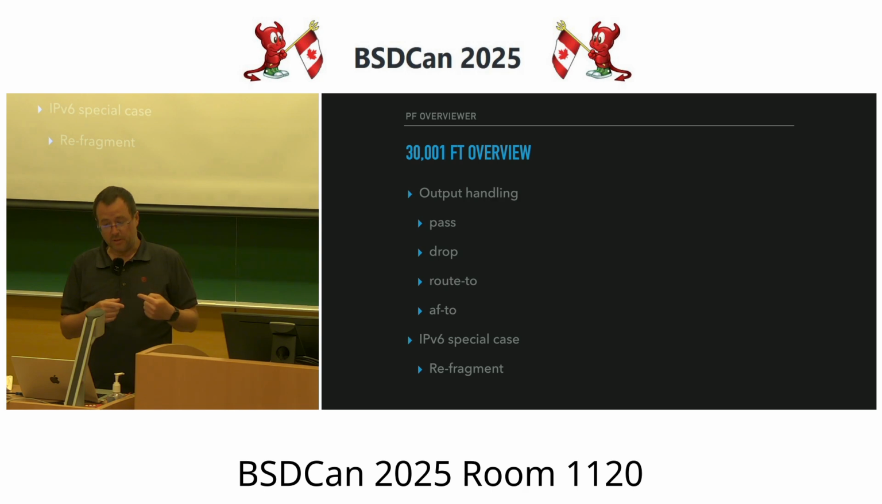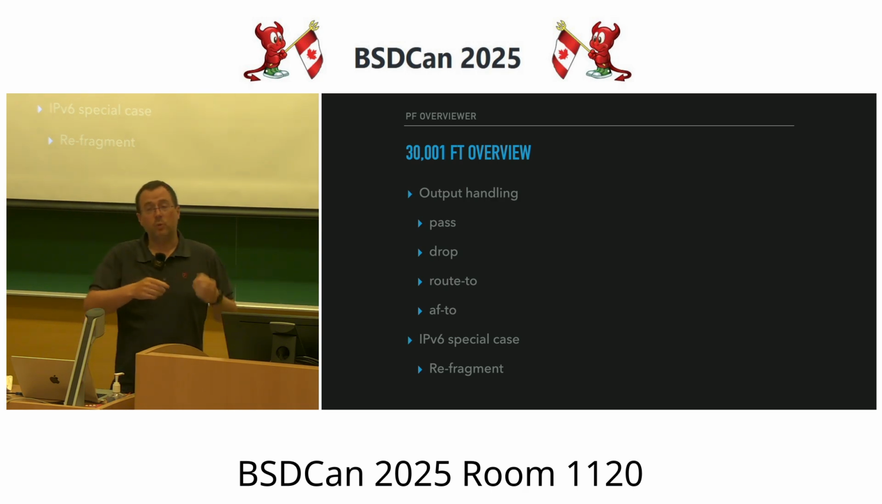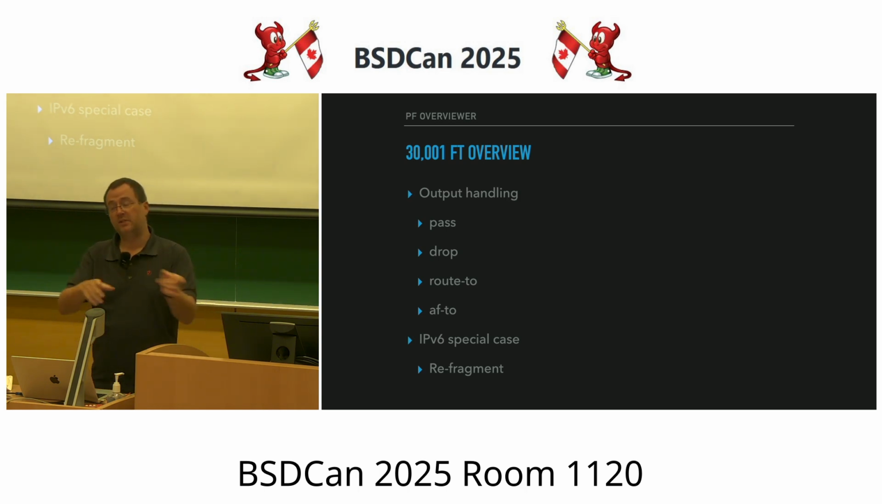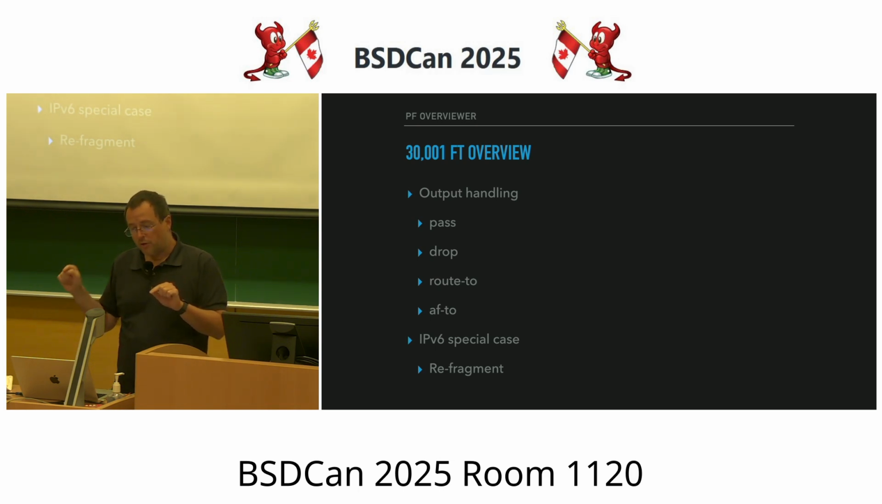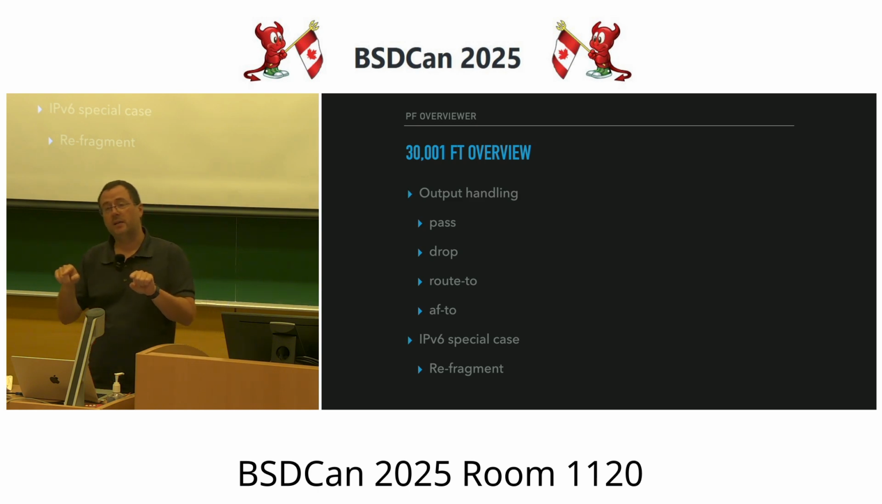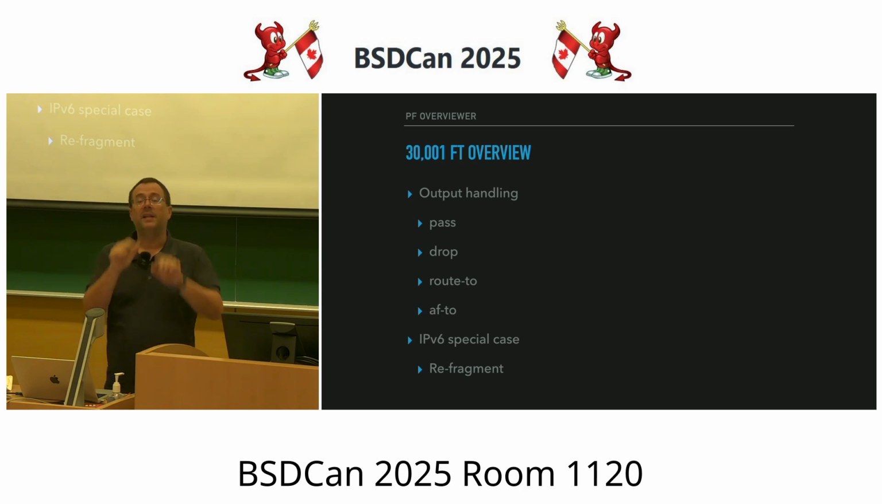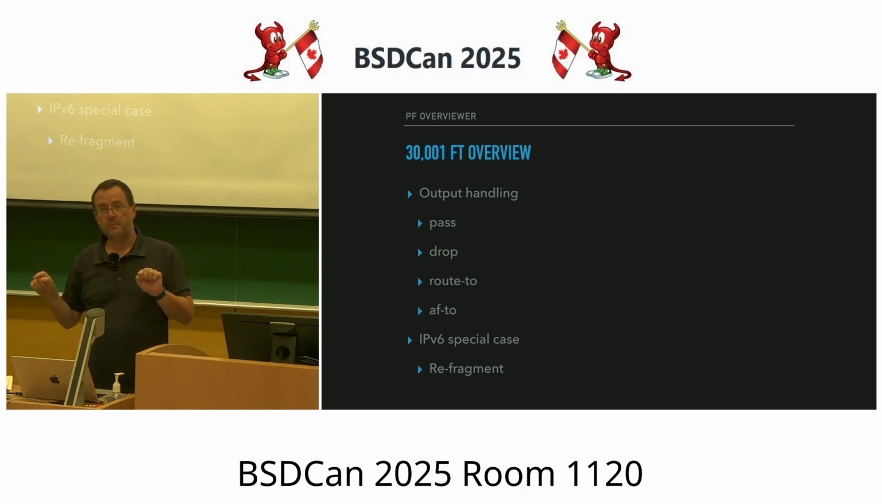We do reassemble them in PF, but then we're left with a big packet that potentially won't fit out the interface that we're trying to send it out. But also, if we reassemble and send it out that way, we're going to break the path MTU discovery. So what we do while we're reassembling an IPv6 packet is we remember the size of the largest fragment we saw, and then we reassemble based on that size.